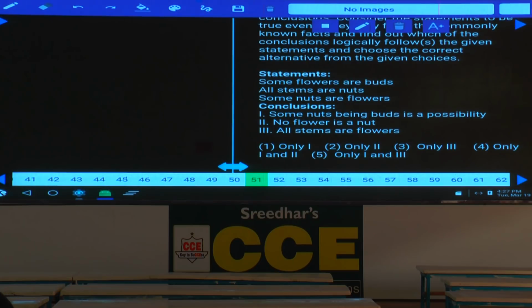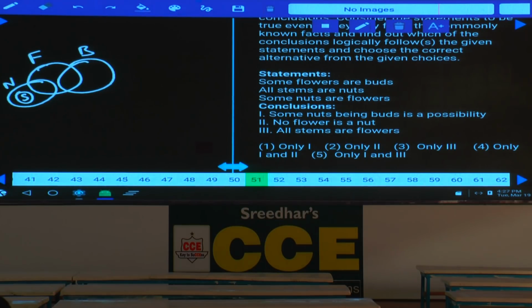Some flowers are buds is the statement. Some of the flowers are buds can be written like this, flower and bud. And some nuts are flowers. Some of the nuts are flowers. And all stems are nuts. All the stems are nuts can be written like this. All stems are nuts, some nuts are flowers, and some flowers are buds. Then the first conclusion. What is the first conclusion here?